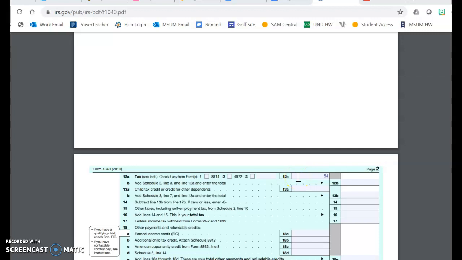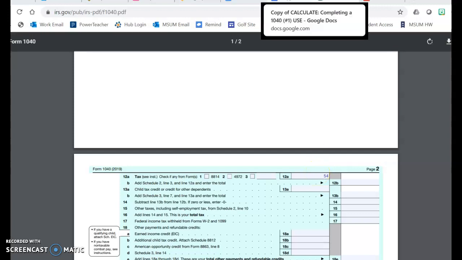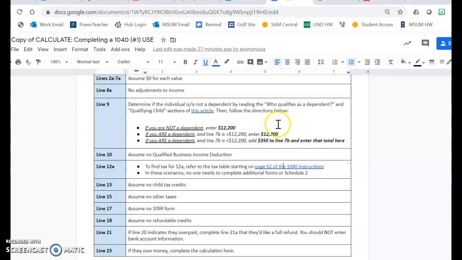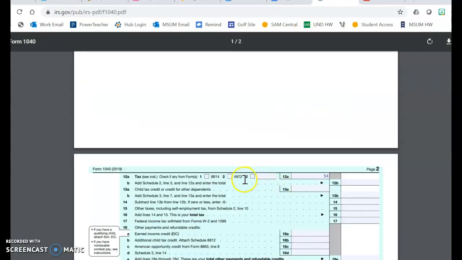All right, so picking up where we left off, we just put in this number 54, which we got from that tax table on that IRS sheet that our assignment page brought us to. And so we're just finishing up line 12. So we just did this part right here. Notice also for 12 it says, in a scenario, no one needs to complete additional forms or schedule 2. So we're just going to assume all these other values in here for 12 are 0.